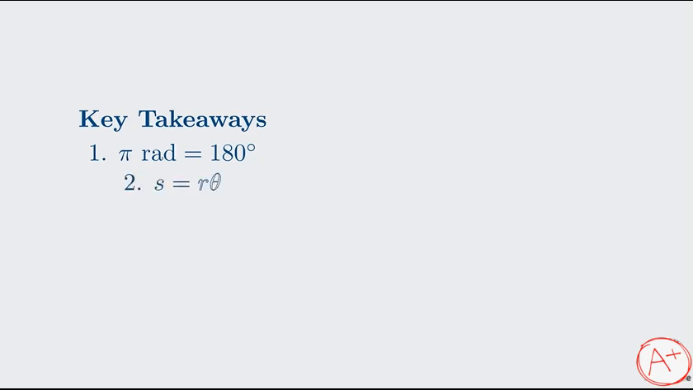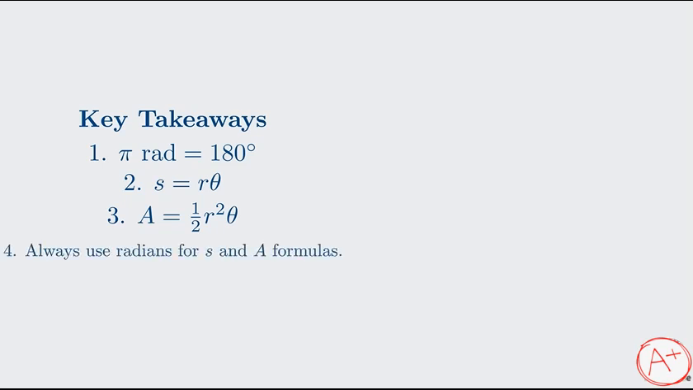To wrap up, here are the key takeaways. First, pi radians is equal to 180 degrees. Second, the arc length formula is S equals r theta. And third, the area of a sector is 1/2 r squared theta. Always ensure your angle is in radians before using these formulas.